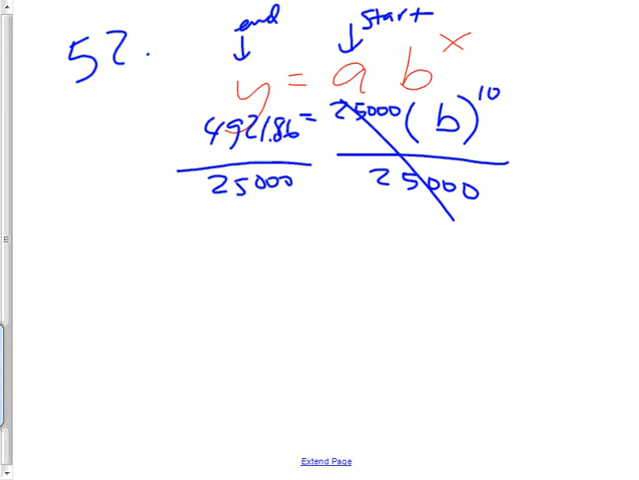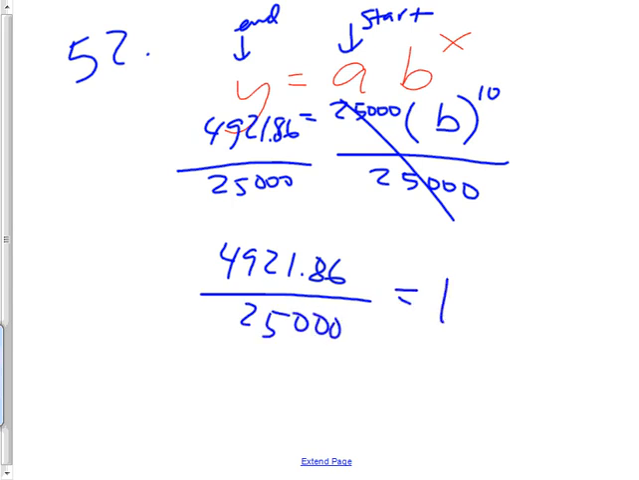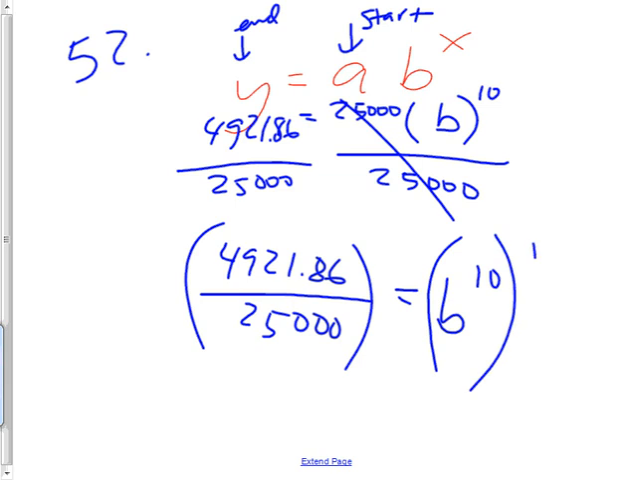That cancels that. And then I have to put to the B power: 4921.86 over 25,000 equals B to the 10th. How do we get that 10th off of there? Put it to the power of 1/10. B is alone now. There's my answer.